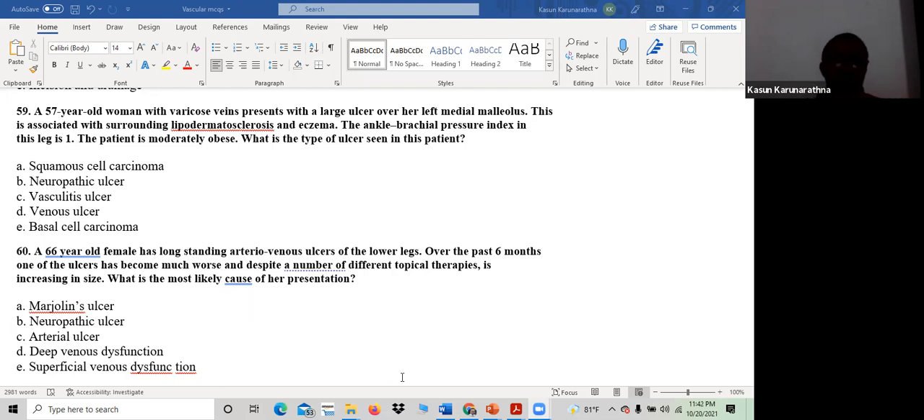Yes, the likely cause, Marjolin's ulcer, should be malignant transformation, no? Long-standing ulcer with recent rapid worsening should be malignant transformation. Right. Okay. Then we want to move to DVT.